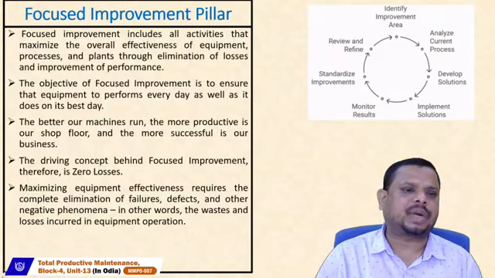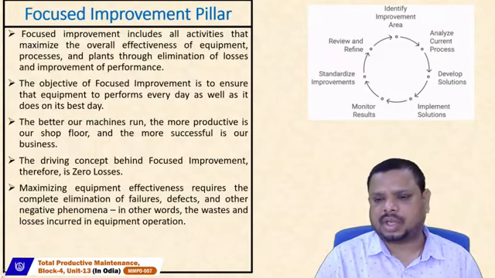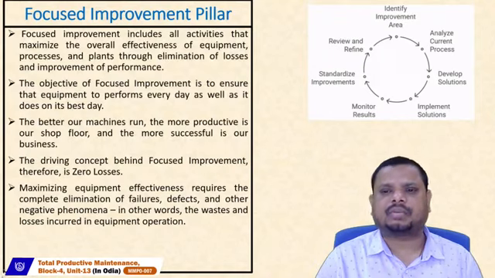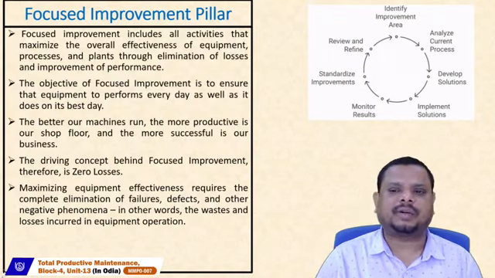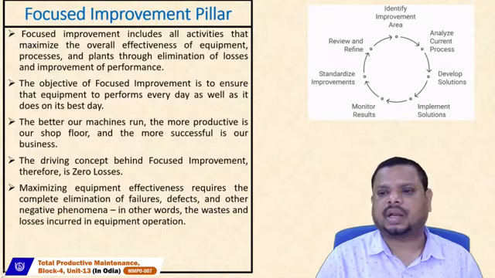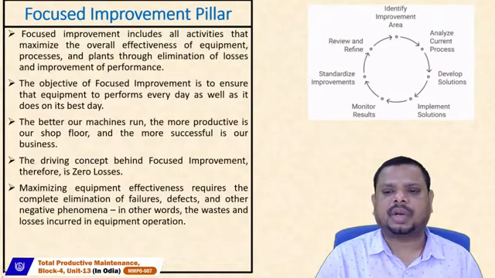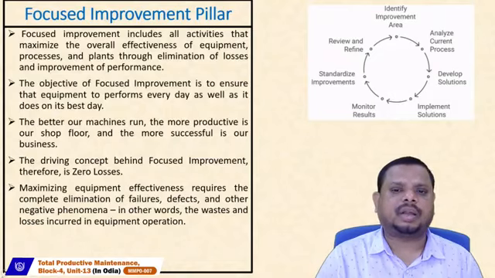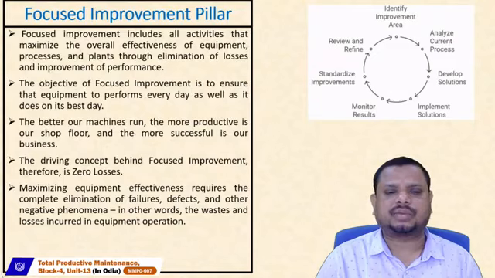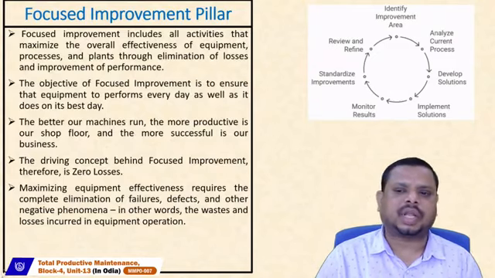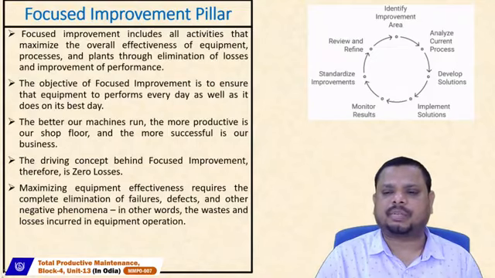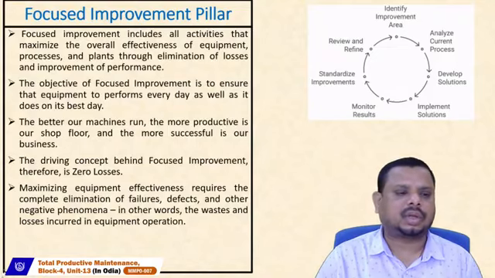So how do they improve the performance? If you observe this flow diagram, first they have to identify the improvement area. Second, they analyze the current process, develop the solution, implement the solution, monitor the result, standardize the improvement, review and refine. In this way, a continuous focus should be established on that particular equipment, on that particular machine, so that the performance improvement of that machine will automatically be maximized.